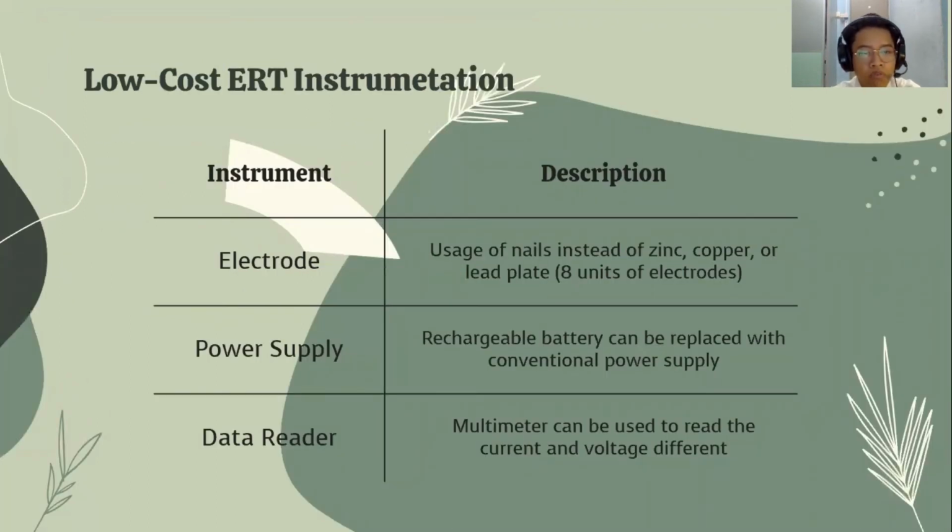In order to build a low-cost ERT instrumentation, we need to replace several pieces of equipment to make it low cost. First, nails can be used instead of zinc, copper, or lead plates, and we will use 8 units of them. Second, a rechargeable battery can replace the conventional power supply. And finally, a multimeter can be used to read the current and voltage difference.